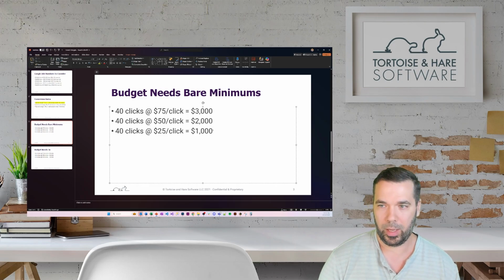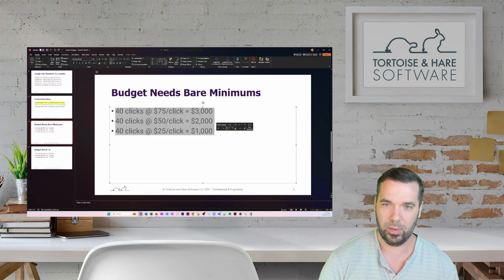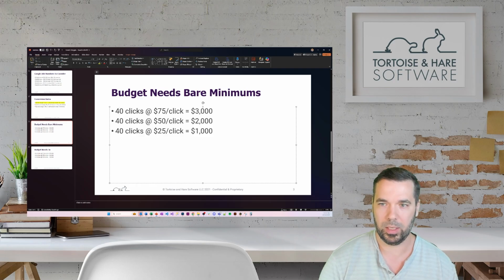So those are just bare minimum estimates for cost per lead, and that's why I tend to see cost per leads a lot of times in the $1,500 to $2,000 range, because based on these click prices and conversion rates, you're starting to get in this $1,500 to $2,000 cost per lead.